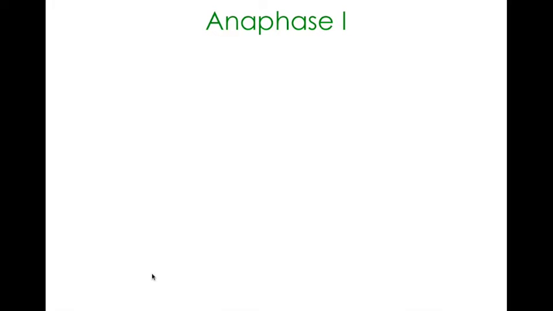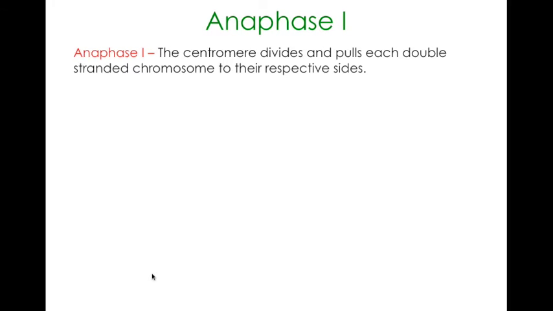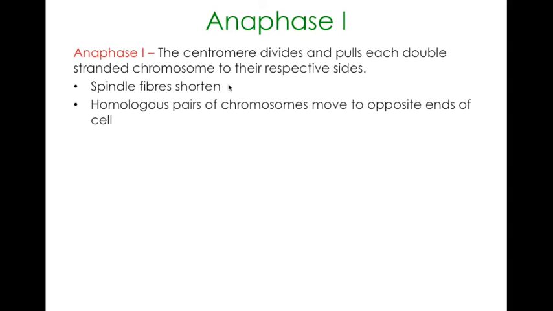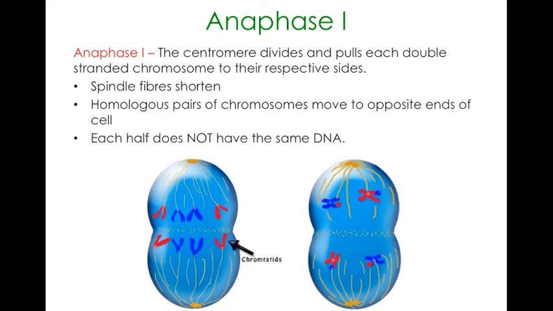The cell will then transition to anaphase 1, where the centromere divides and pulls each double-stranded chromosome to their respective sides. Similar to mitosis again, spindle fibers will then shorten. The homologous pairs of chromosomes will move to the opposite ends of the cell, not the chromatids, but the chromosomes. Each half does not have the same DNA as the other half. Remember, because of crossing over and recombination, the DNA is all mixed up and they all look slightly different, so you have a slight variation in the DNA.